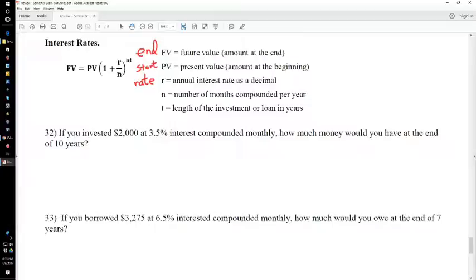R is the rate, the annual percentage rate. You may have heard this as APR. If you watch car commercials, they say for 2.7% APR, that's annual percentage rate. That's how much interest you will pay in a year.